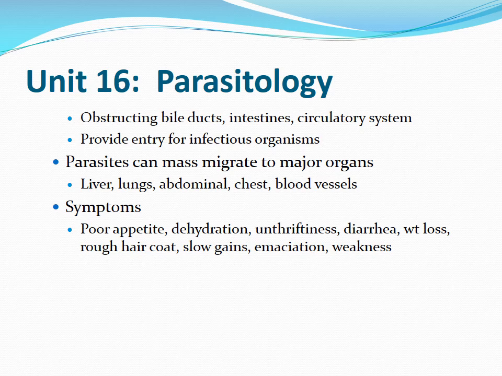And they can actually do some mass migration to major organs, whether it's liver, lungs, abdominal cavity, the chest, or the blood vessels. Very, very nasty type problems. Symptoms of endoparasites, and even ectoparasites sometimes: poor appetite, some dehydration if the parasite problem tends to be close to a water source, unthriftiness, which generally means a not pretty looking animal, diarrhea of some kind, weight loss, hair coat problems, slow gainers, emaciation, and simple weakness.